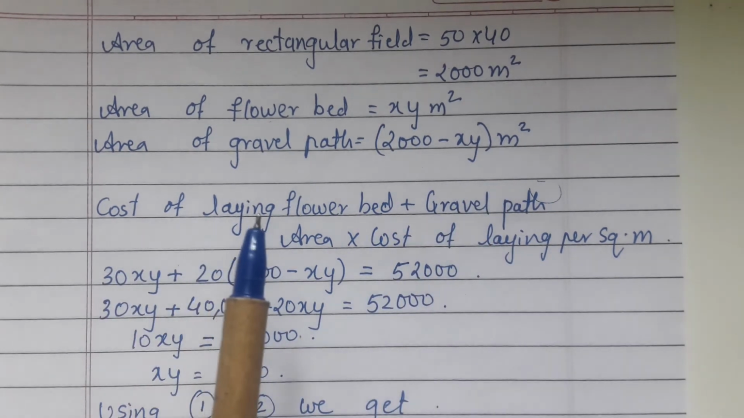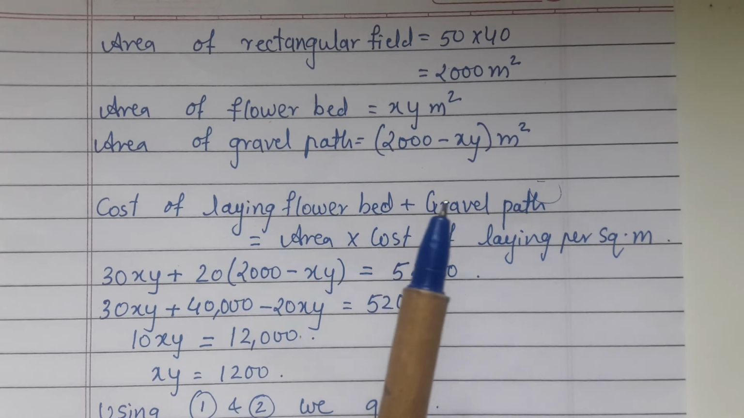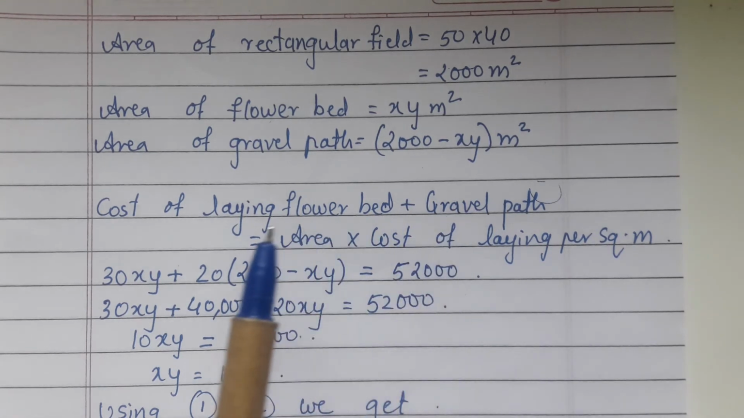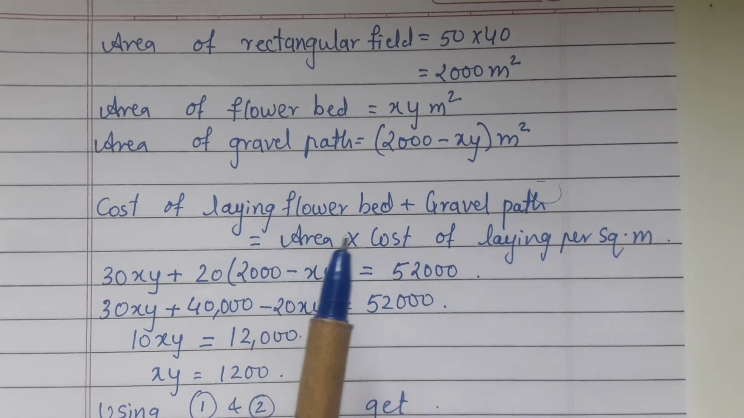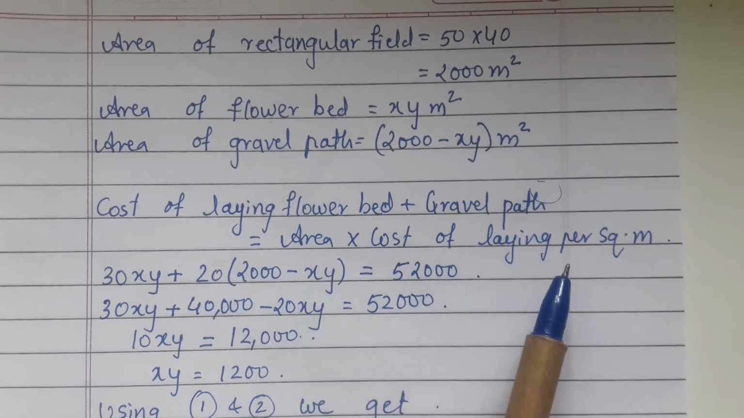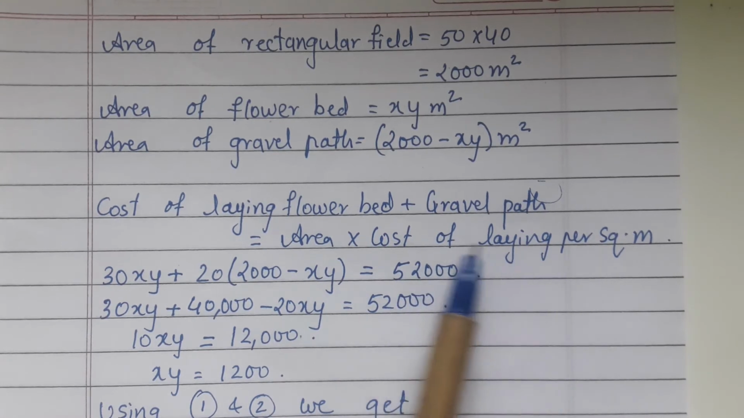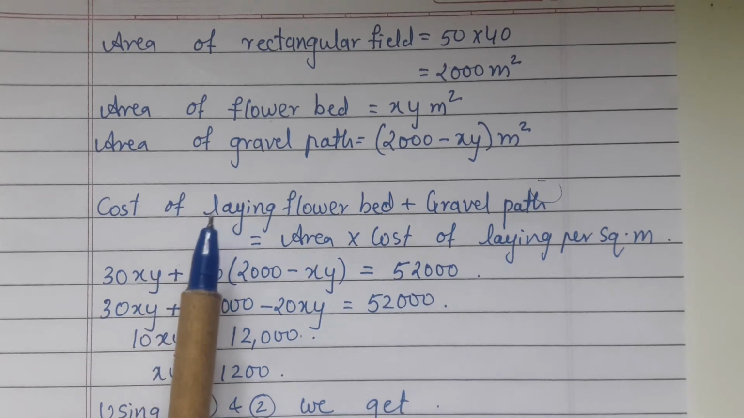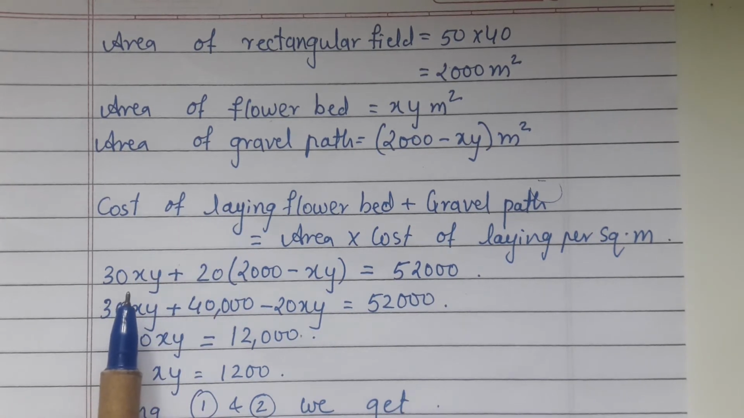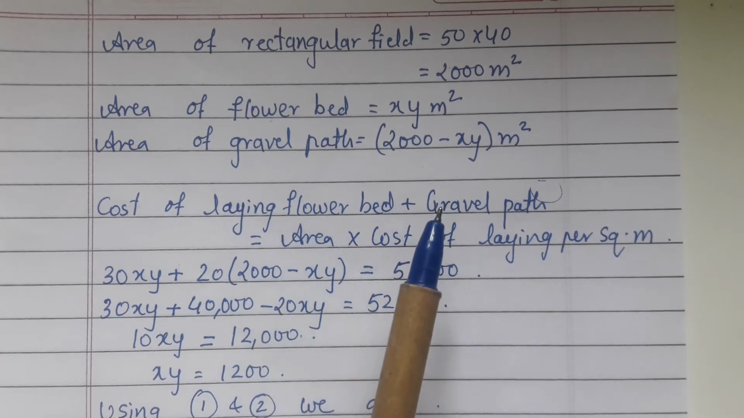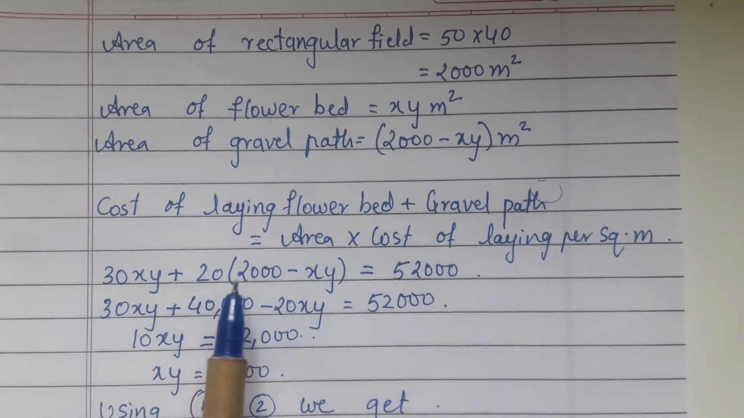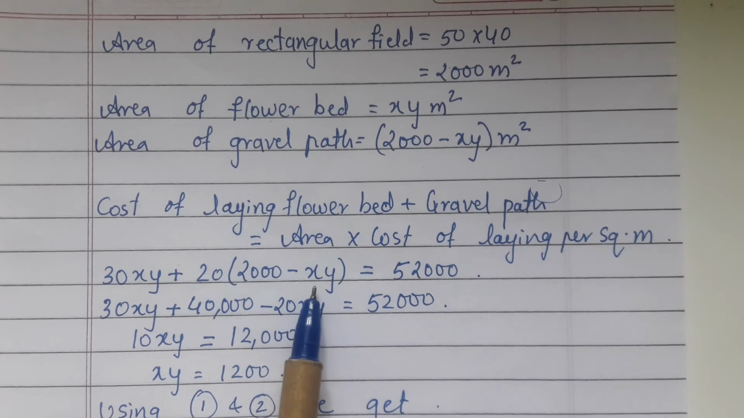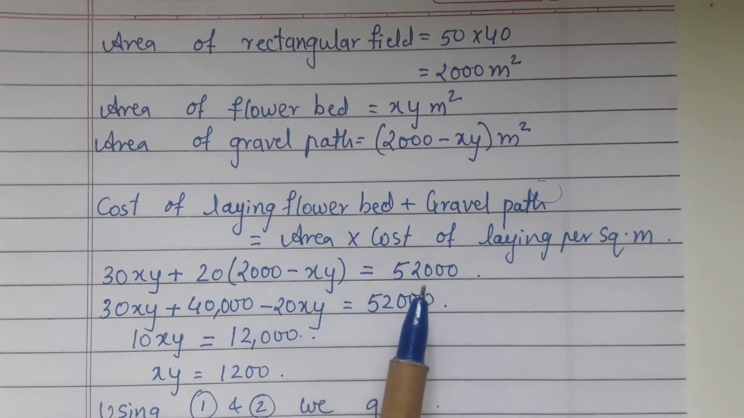Cost of laying the flower bed plus gravel path is equal to total area times cost of laying per square meter, which is the total cost. Cost of laying the flower bed is 30xy. Cost for the gravel path is 20 into 2000 minus xy. Total equals 52,000.